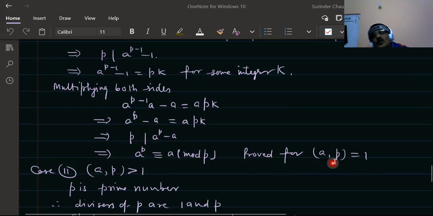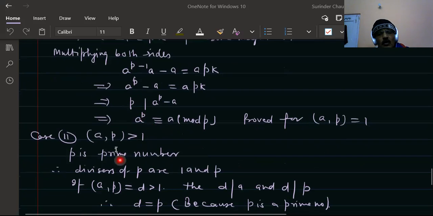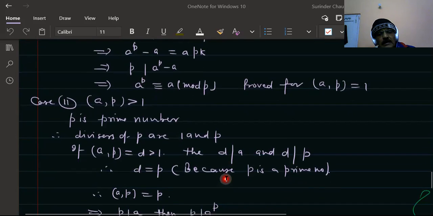That is the proof for when A and P are coprime. Now, if A and P are not coprime, the greatest common divisor of A and P is greater than 1. Since P is a prime number, the divisors of P are 1 and P. The divisors of A and P are 1 and P. Let us suppose the greatest common divisor of A and P is D, which is greater than 1, as we are discussing the greater number.